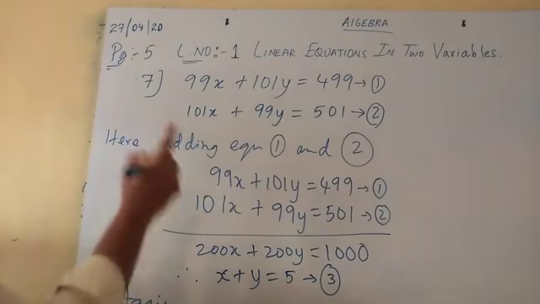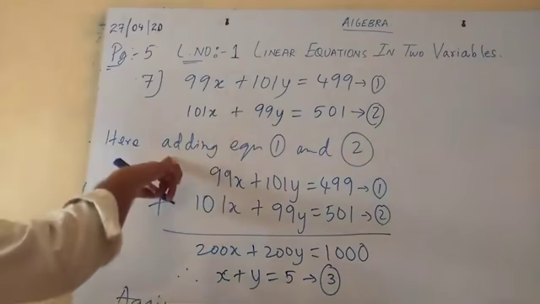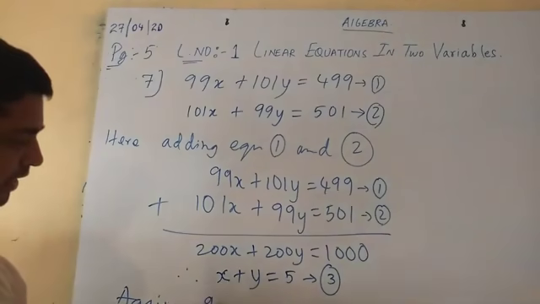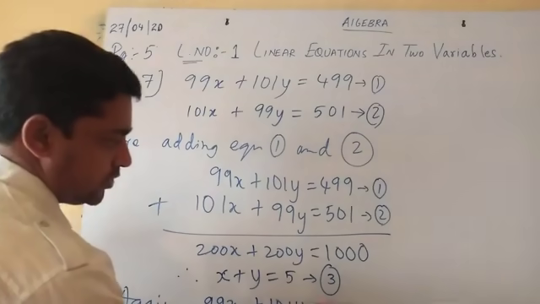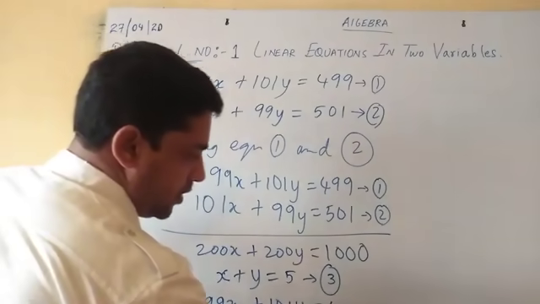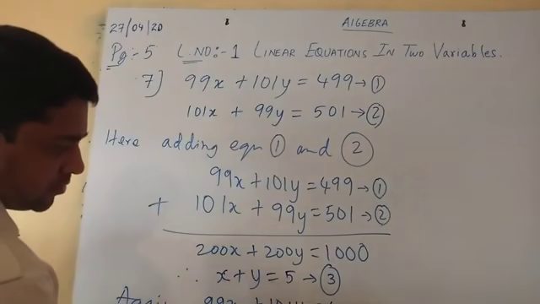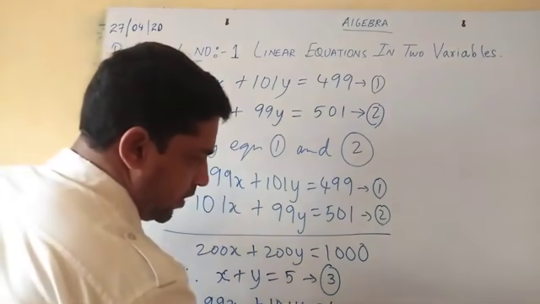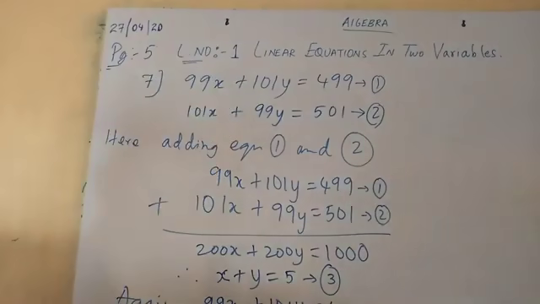Similarly, again, I'll subtract equation 2 from 1. First I added, now I am subtracting. So 99x plus 101y is equal to 499. Again I have to write the same equation 1 and 101x plus 99y is equal to 501. This is your equation. If I subtract, check what I get.